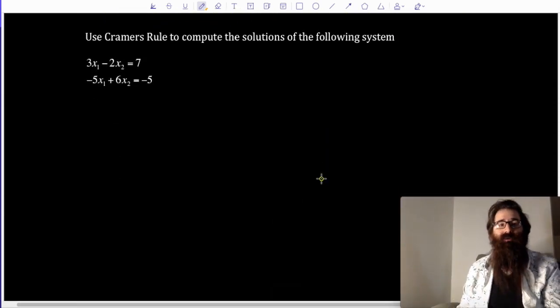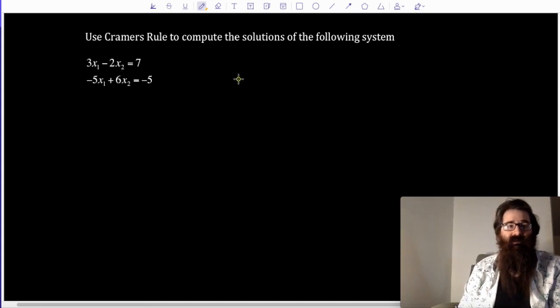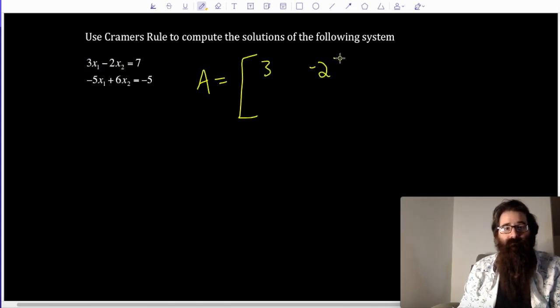So use Cramer's rule to find the solution to the following system. Remember, we start by building matrix A, and that's just our coefficient matrix. So I have 3x1 minus 2x2 equals 7. So the first row should be 3, negative 2. Second equation is negative 5x1 plus 6x2 equals negative 5. So that second row of matrix A should be negative 5, 6.